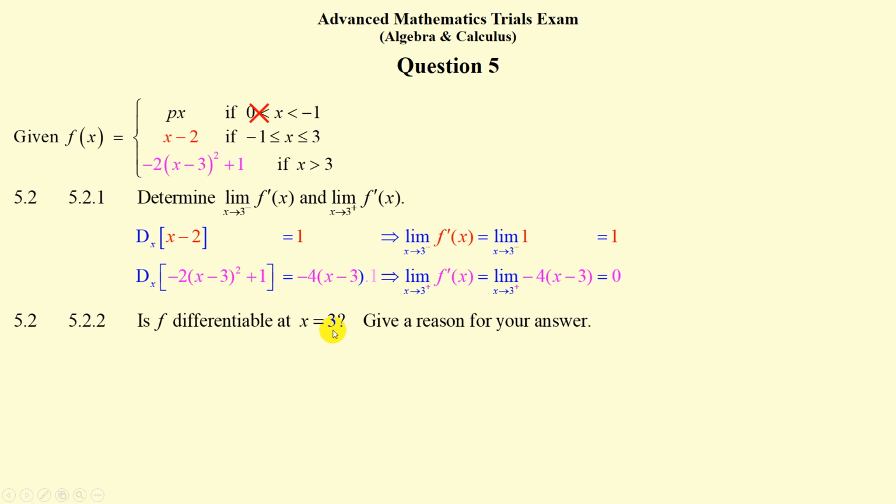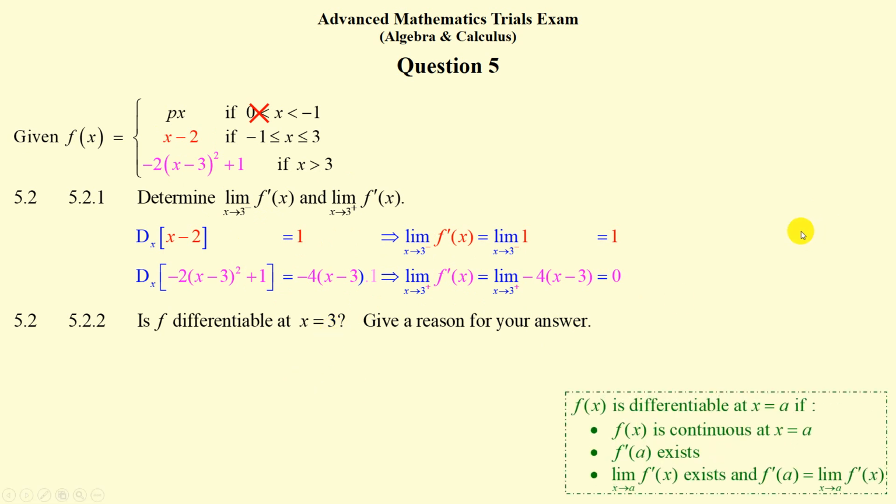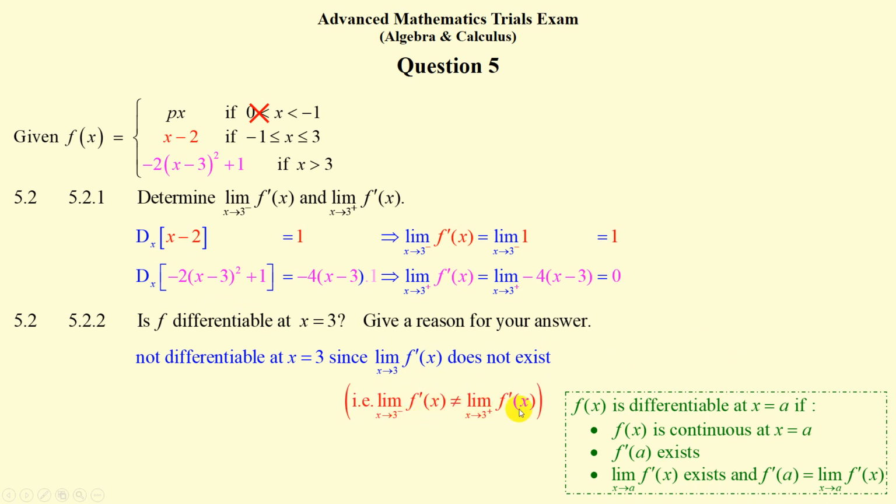Is f differentiable at x equals 3? Well, let's have a look at differentiability. f of x is differentiable at x equals a if f of x is continuous at x equals a. So those continuity rules must apply. We've already proven that is the case at x equals 3. So that's fine. f of a exists. Now for f prime of a to exist, the left limit must equal the right limit. And that is not the case. It's not differentiable because the limit doesn't exist. The limit doesn't exist, and the reason is that the left limit is not equal to the right limit.